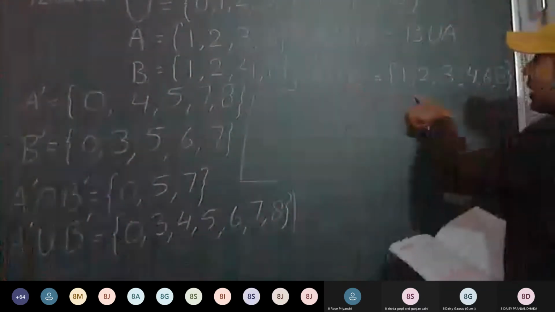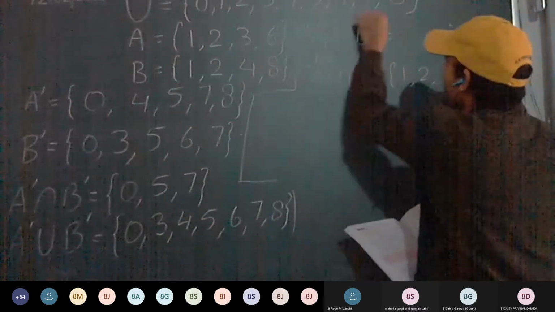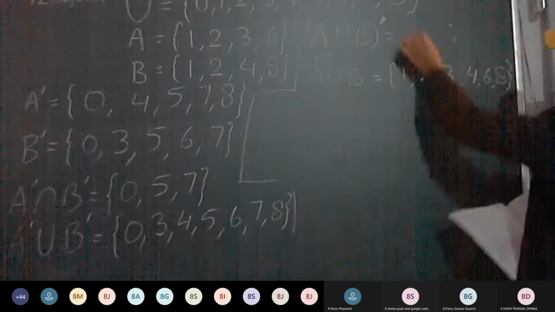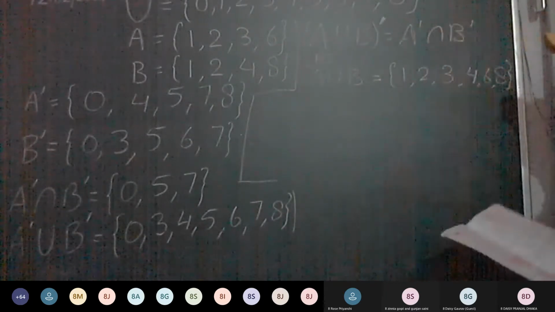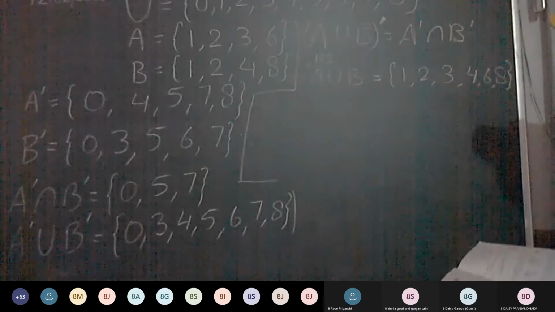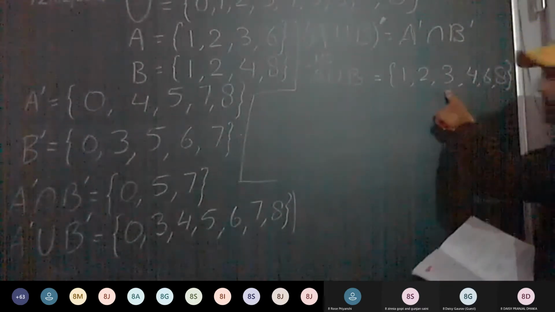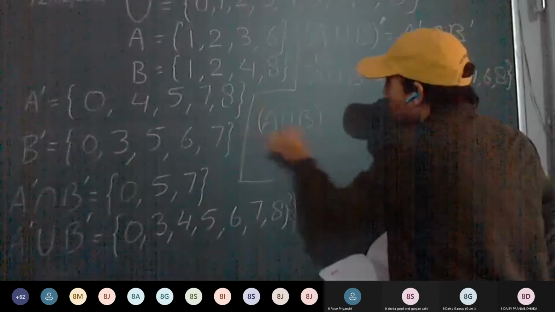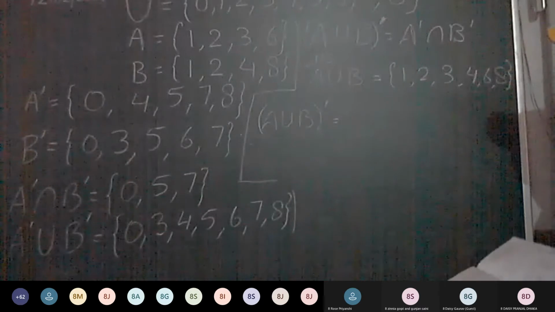See here, A union B we calculated. We have to prove this one: A union B, the whole complement, is equal to A dash intersection B dash. We have to verify De Morgan's law. So A union B we calculated. Now calculate A union B whole dash.